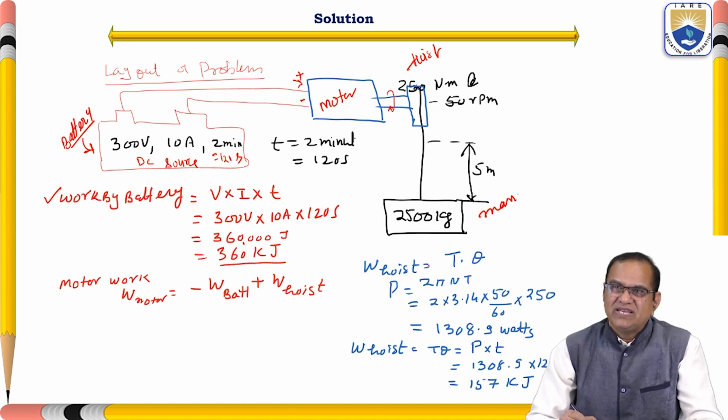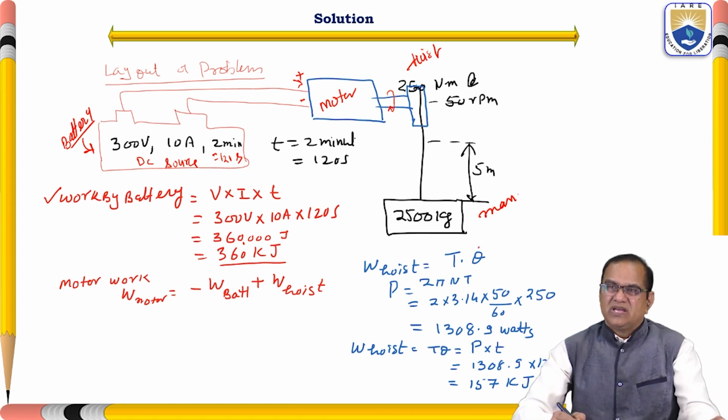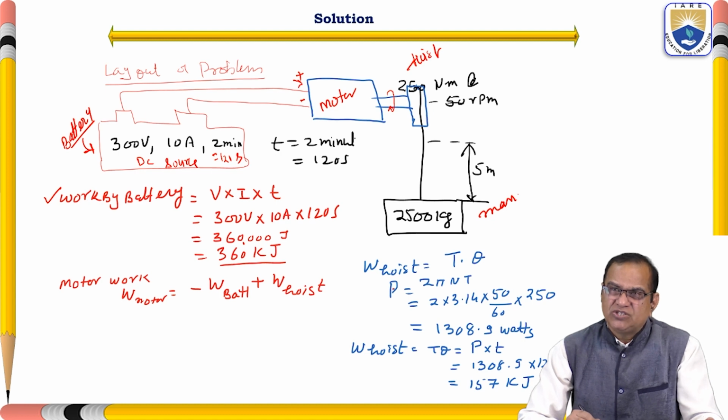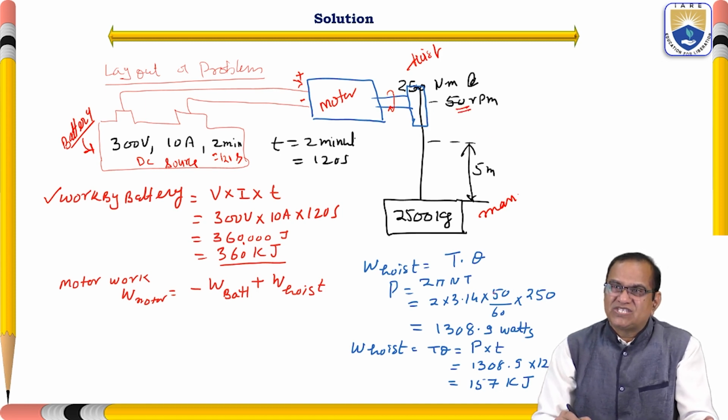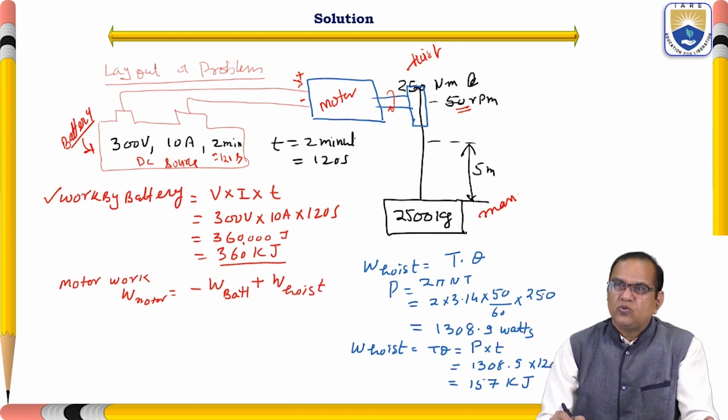So we know that work by hoist is T into theta. This theta is the rotational angle. So here we know that power P is equal to 2 pi N T. N is given, T is also given, T is the torque, N is revolution per minute, so we have to change it to revolution per second. So here 2 into 3.14, here it is given 50 RPM, so 50 by 60 revolution per second into 250.